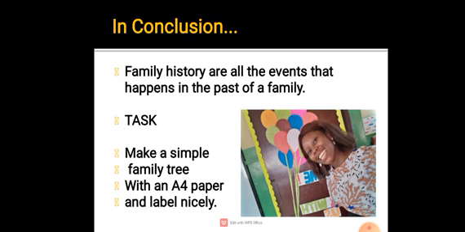For example, if in my family I have only daddy, mommy, and children, and we the children, like in my family now, there are 4 of us. I have 3 brothers and myself. That's 4 of us. And then mommy and daddy. That's my own family tree. That's the way I will draw my family tree. I'll put mommy and daddy, and then I'll draw the 4 of us. I'll write our names. If you don't know how to draw, just write names, okay? So that is our task. Make a simple family tree with an A4 paper.